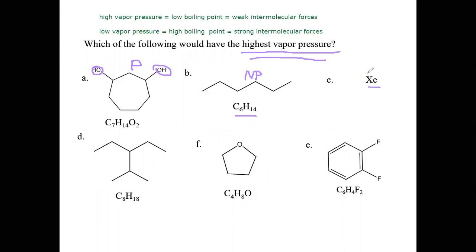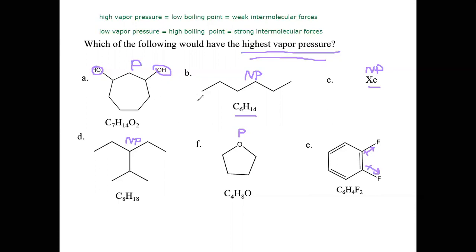Xenon is an atomic solid. It's non-polar as well. C8H18, again, you notice it only has sticks. This is non-polar. Next we have THF. Well, THF has this oxygen here, which makes it polar. And then we have orthodifluorobenzene. Again, the fluorines are on the same side, so this is going to have a dipole moment. So this is polar as well.